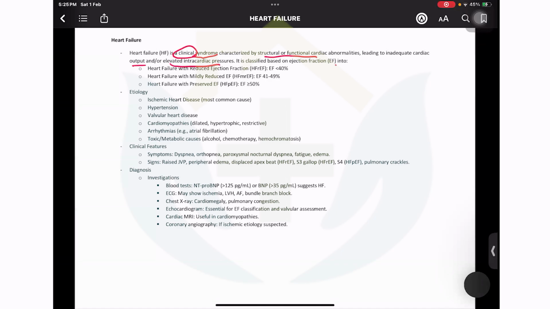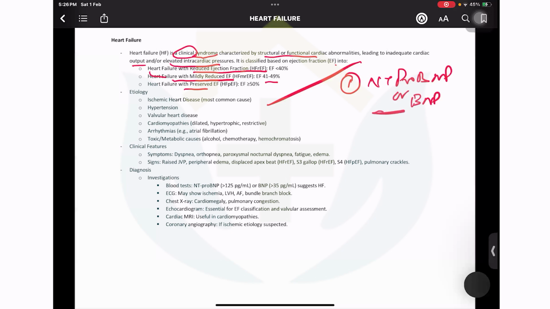Nowadays, it is classified into three types: heart failure with reduced ejection fraction, heart failure with mildly reduced ejection fraction, that is 41 to 49, and heart failure with preserved ejection fraction when it is more than 50%. When a patient comes to you with clinical suspicion of heart failure, the first test you do is NT-proBNP or simply BNP. Once its levels are more than 125 picogram per ml, that is when you refer the patient for an echocardiogram.